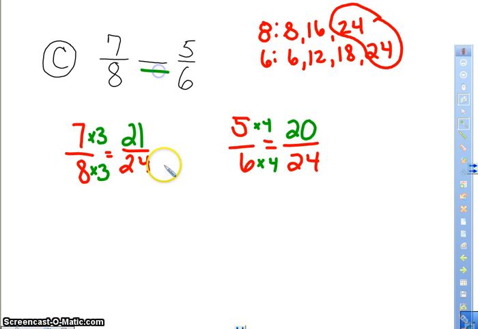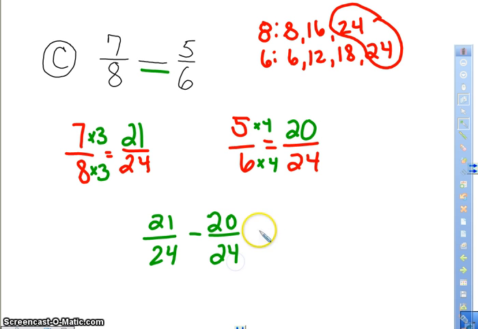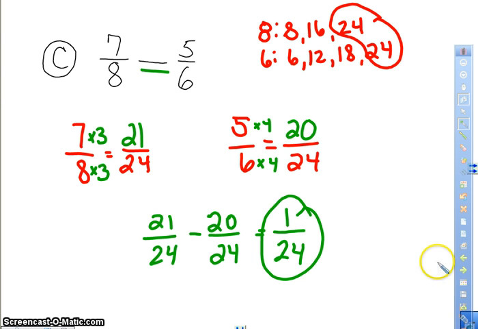And now I'm subtracting. So I have 21/24 minus 20/24. I subtract my numerators. 21 minus 20 is 1. My denominator stays the same. And there's my solution, 1/24.